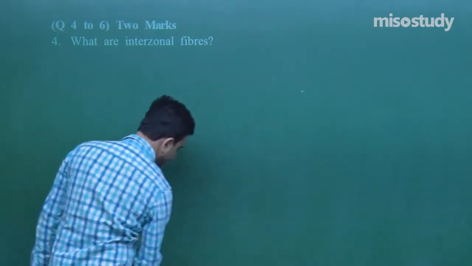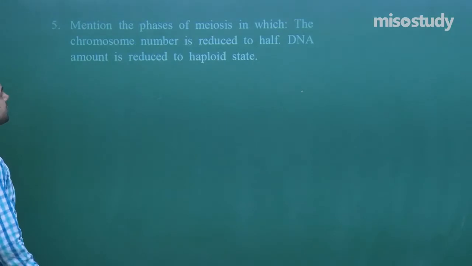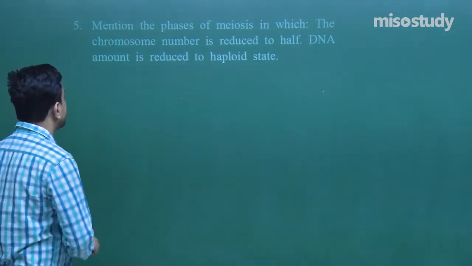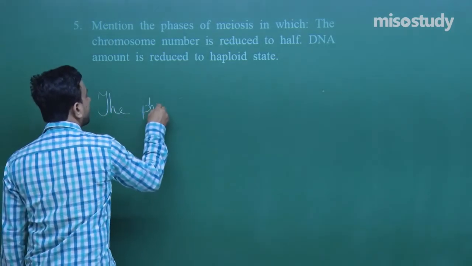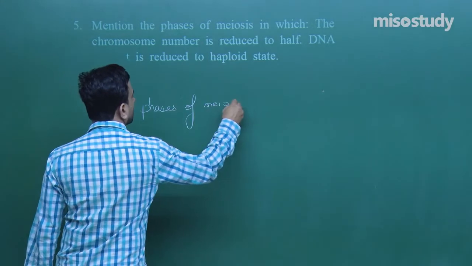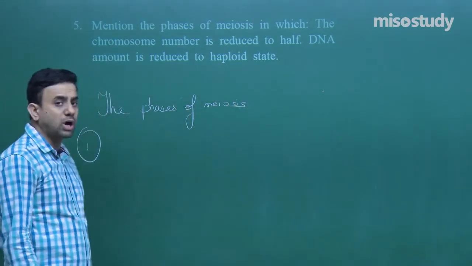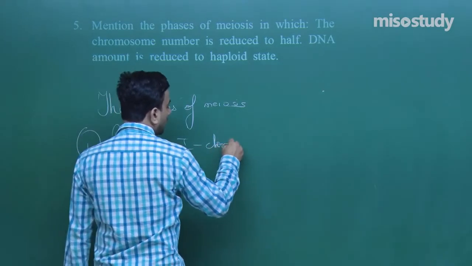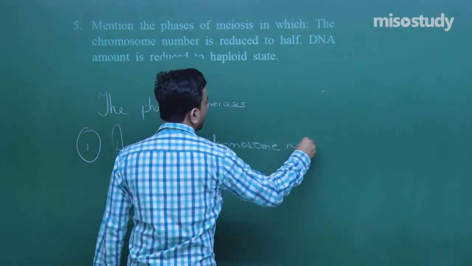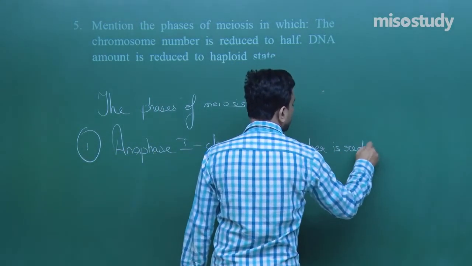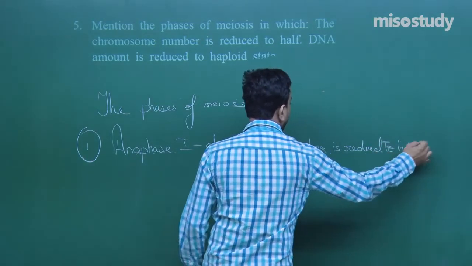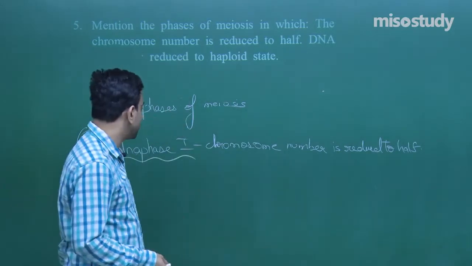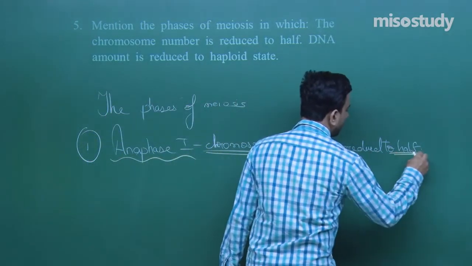Next, what will we talk about? Mention the phases of meiosis in which the chromosome number is reduced to half and the DNA amount is reduced to the haploid state. In anaphase 1, the chromosome number is reduced to half. Why? Because the chromosomes have separated and are going towards the opposite poles, and that is why the chromosome number is reduced to half during anaphase 1.